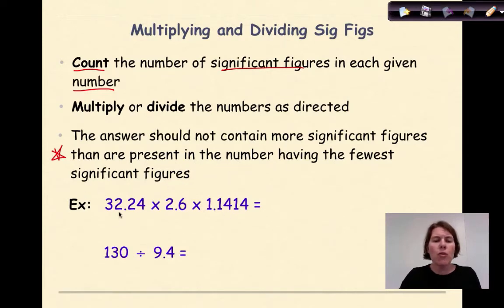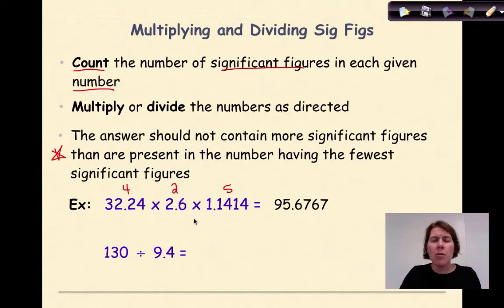If I look at these numbers right here in this multiplication, I have 4 significant figures here, 2 significant figures here, and 5 significant figures here. If I multiply these together, I get this number. Now, this is just what comes up in my calculator, and this is truncated slightly.